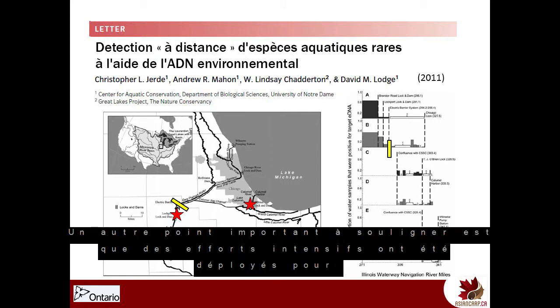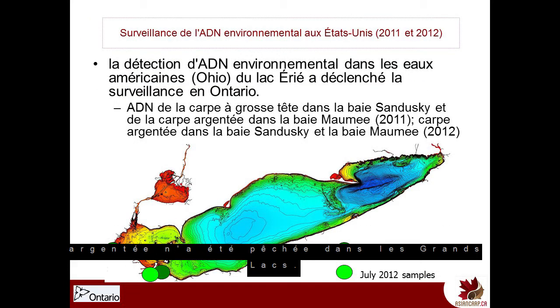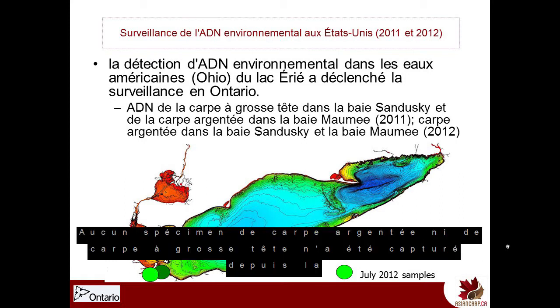Now, one other thing to mention from this, there have been intensive efforts looking for actually capturing fish since this paper came out, and to date, nobody has caught bighead or silver carp in the Great Lakes. So the early warning system seems to be working. We've yet to catch bighead or silver carp since those detections occurred.